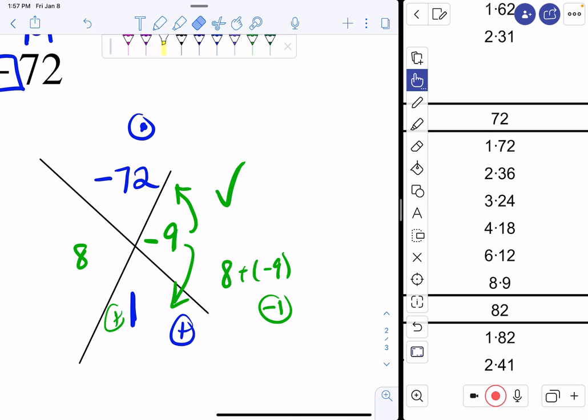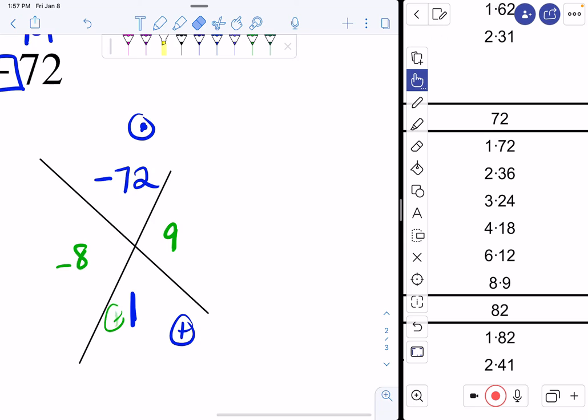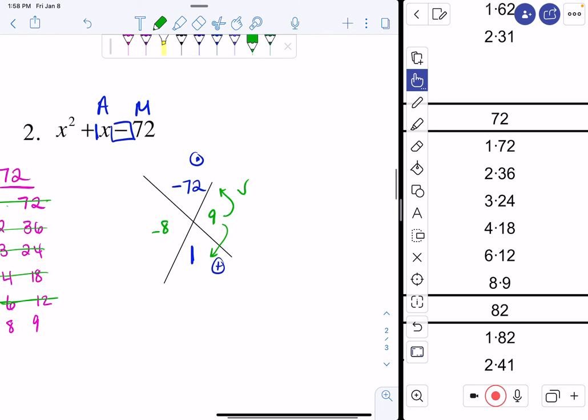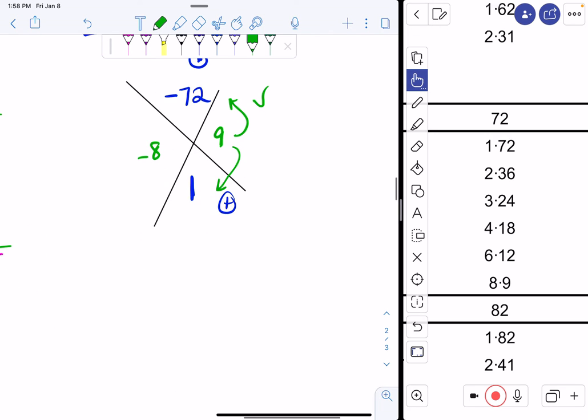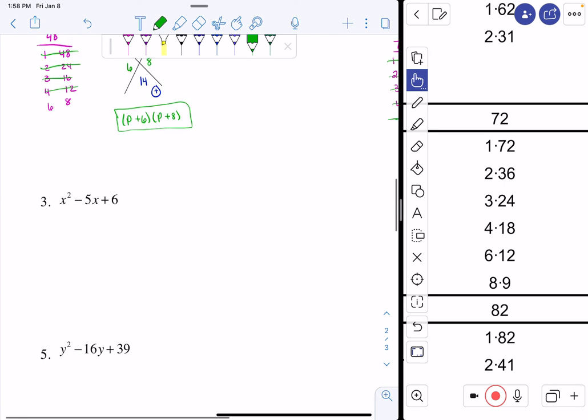So what we're going to do is keep our 8 and our 9, but we're going to make our 8 negative. So I'm going to do some erasing. Negative 8 times 9 is negative 72. That works. Negative 8 plus 9 is a positive 1. That works. So my factors are x minus 8 and x plus 9. And that's your final answer. Let's go on to our next example.